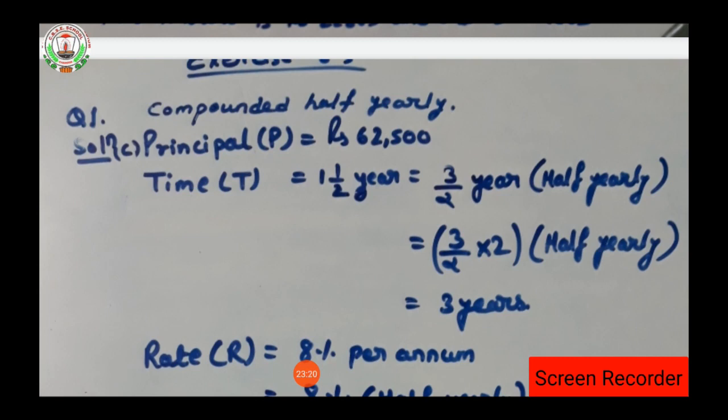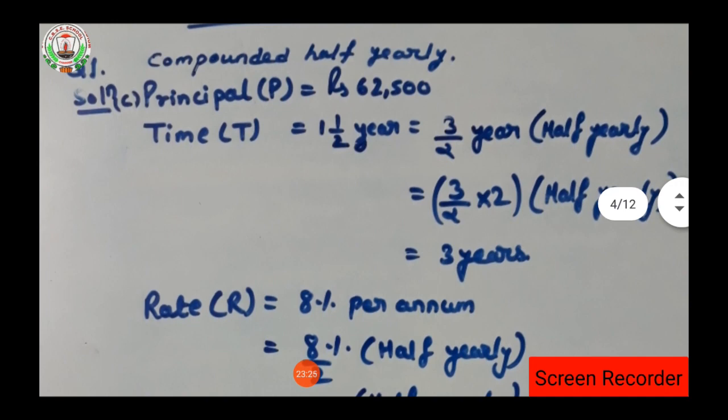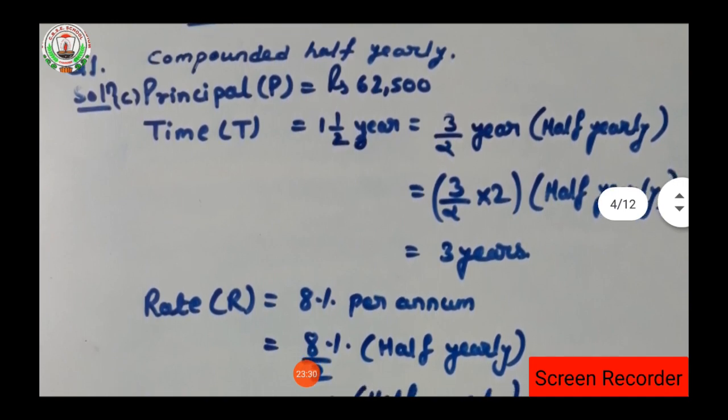So here a little bit of change will be there, students, because question number 1C part is talking about compounded half yearly. Remember what is said here? It is said to find the amount and compound interest when it is compounded half yearly. So look, how to do it. Principal is given here, 62,500. Time is given as 1 1/2 years, so 1.5 years is equal to 3/2.